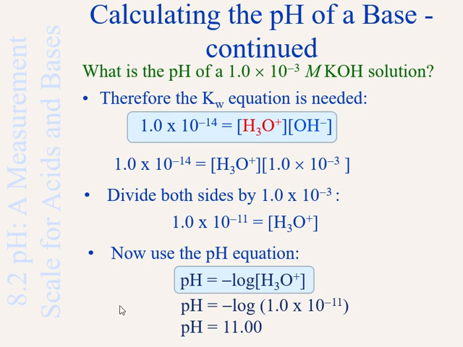The pH scale was developed by a German chemist, and it stands for potenz, P-O-T-E-N-Z, potenz of H, which translated in English means power of hydrogen ions.